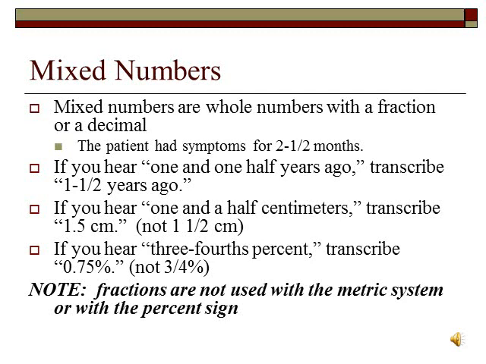Mixed numbers are whole numbers with a fraction or a decimal, such as the patient had symptoms for 2.5 years, or 2.5 months. 2-1/2. If you hear 1 1/2 years ago, transcribe 1-1/2. Or again, if we have the word processing software that will automatically give us the reduced size fractions, we just do 1/2 and it would automatically superscript that. If you hear 1.5 centimeters, we're going to transcribe 1.5 centimeters, not 1/2.